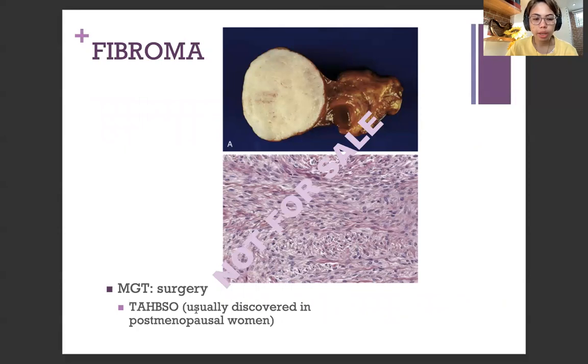Okay, well, surgery, removal of the fibroma, but among postmenopausal women, we do total abdominal hysterectomy with bilateral salpingo-oophorectomy.